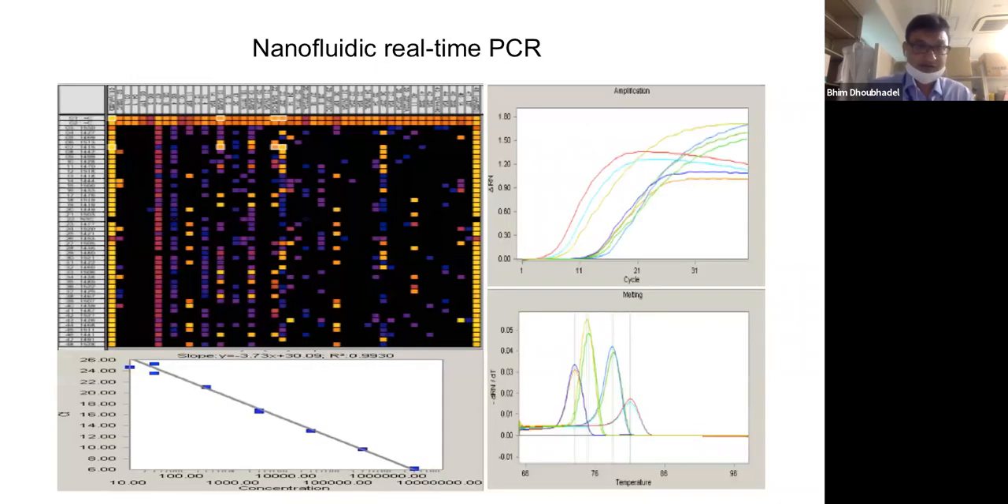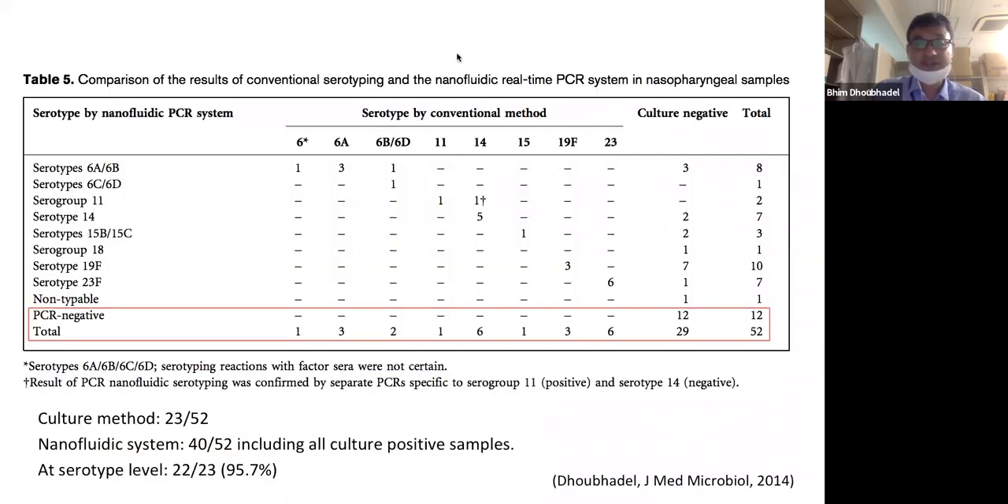So with this background, we also had our in-house nanofluidic real-time PCR system. The good thing is that it can detect multiple serotypes, so that we could answer some of the questions, and it can also quantify the load of pneumococcus. In this assay, we can detect 50 serotypes of all vaccine serotypes, including both PCV13 as well as polysaccharide vaccines.